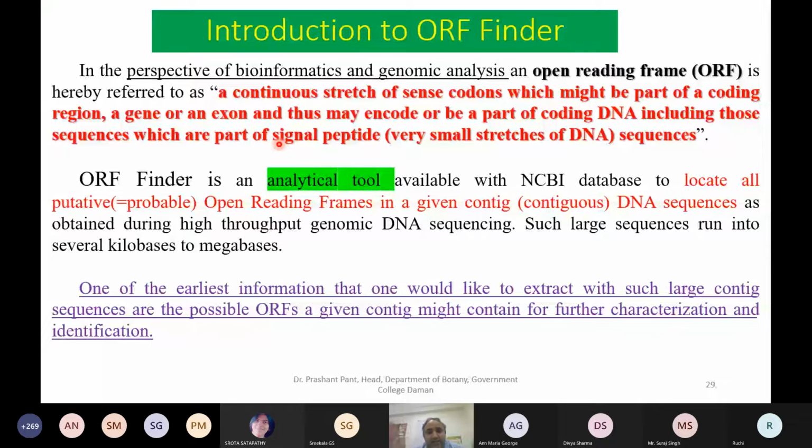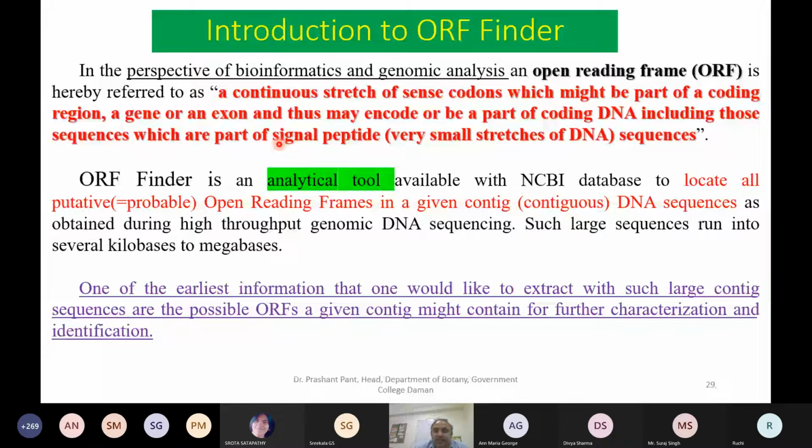You may say, sir, that stretch may be just random. It may be just by chance there. It may not have a meaning. Fine, no problem. But for me, ORF means a stretch of sense codons. It may be a coding region, it may be a gene, it may be an exon, it may be encoding some signal peptide, no problem. It may not be doing anything, and it may be just random, no problem. Everything for us which is a stretch of sense codons is an ORF. Whether it is doing something or not, that is irrelevant.